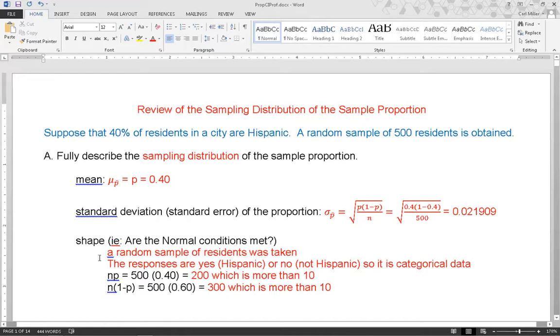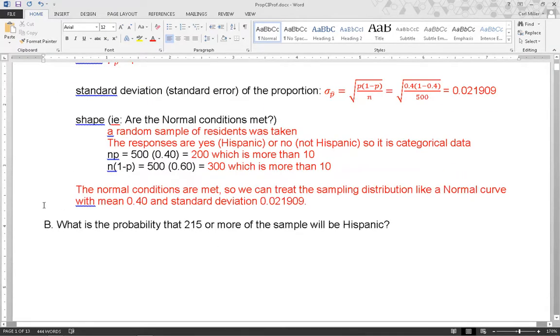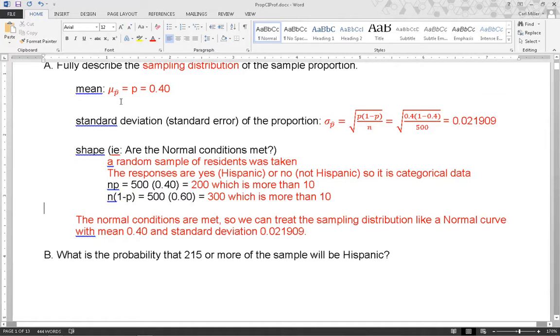What about the shape? Okay, can we treat it like a normal distribution? A random sample of residents was taken, and the responses were yes for Hispanic or no for non-Hispanic, so it's categorical data. And then n times p is 500 times 0.4, which is 200, and that's more than 10. And n times 1 minus p, or n times q, would be 500 times 0.6, which is 300. That also is more than 10. So what that allows us to do is say that the normal conditions have been met, so we can treat the sampling distribution like a normal curve where the mean is 0.40 and the standard deviation is 0.021909.